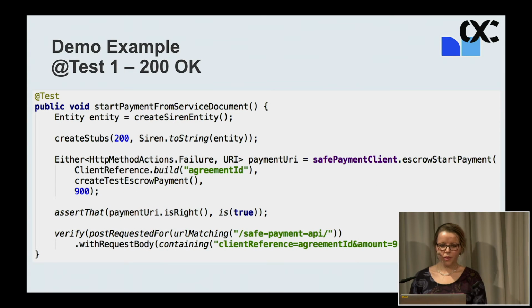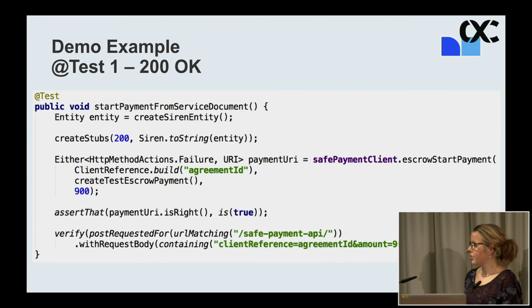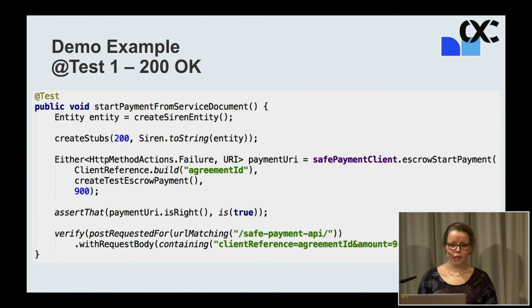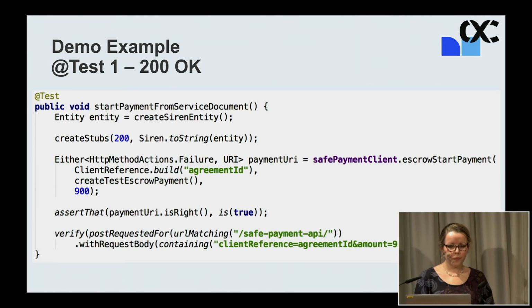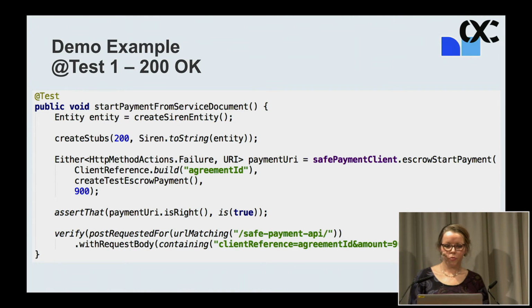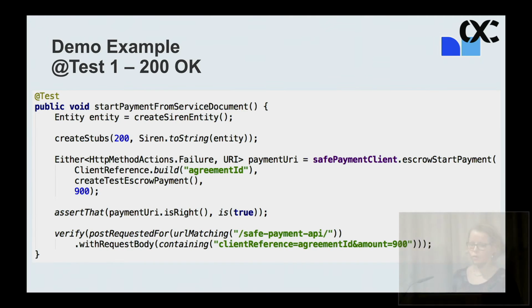And here's a test. It's a real test. It will run. If I won't do it now, I'll just show it here, but it's real code. So here I create the entity that is supposed to be returned. And then I create the two stubs here, and it should return OK, and it should return this entity. And then I start the safe payment client, and I call the start payment there. So that's the code that is run, and this one will call WireMock again.